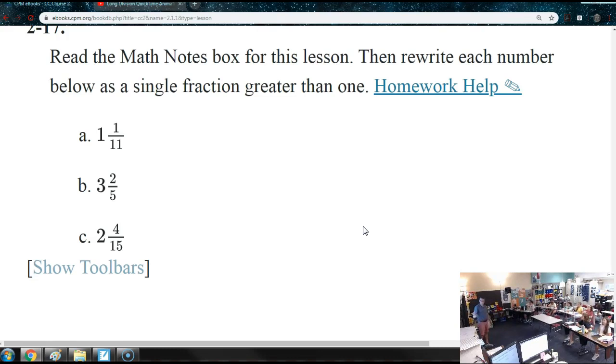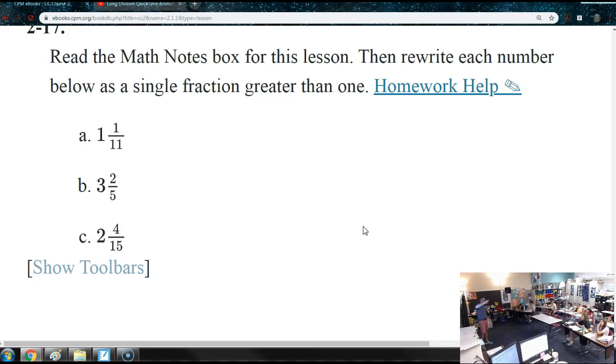Who wants to talk this out? We have 3 entire pizzas, or whatever you want to think. So what do I have then? 3 times 5, 15. And then come up to do what? You have to add the 2. So we will get 17 fifths.